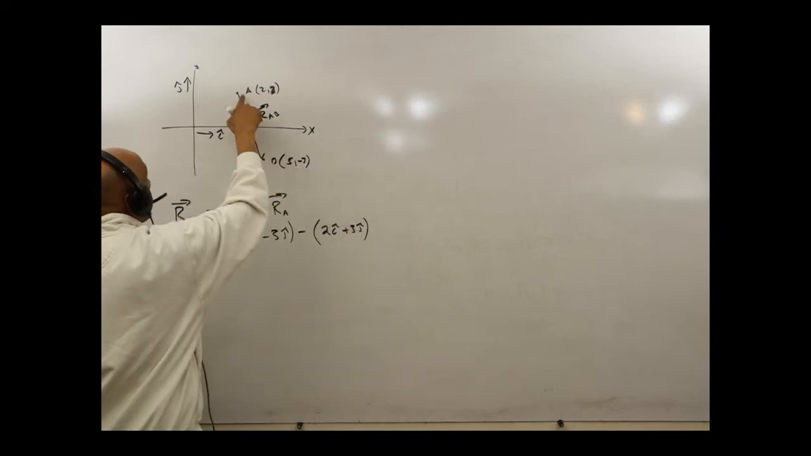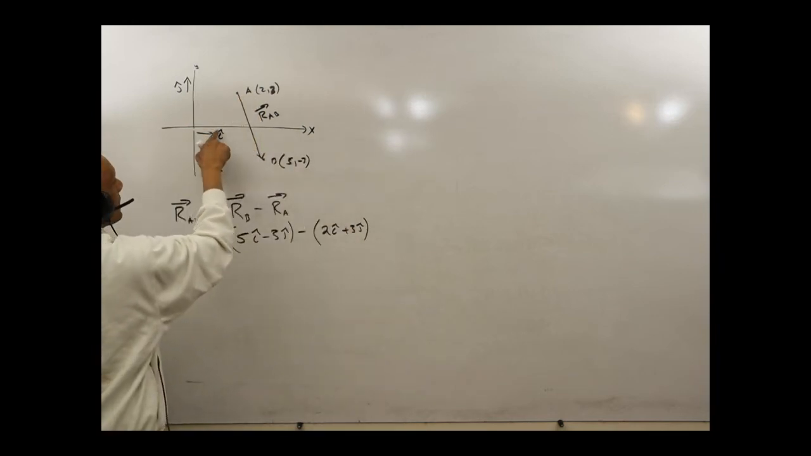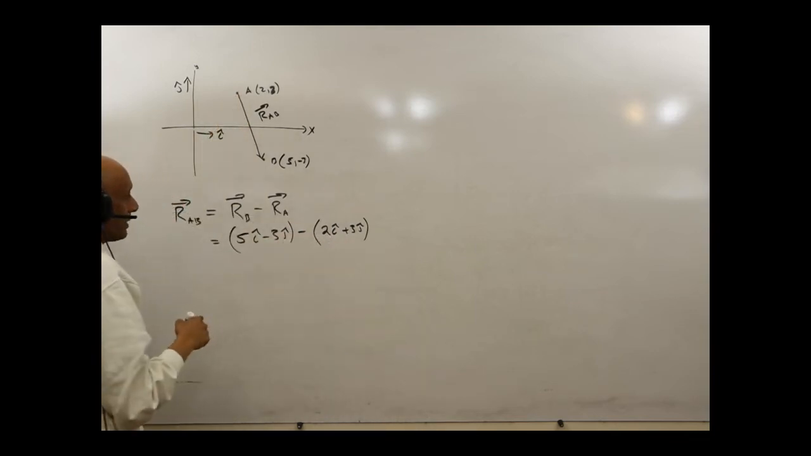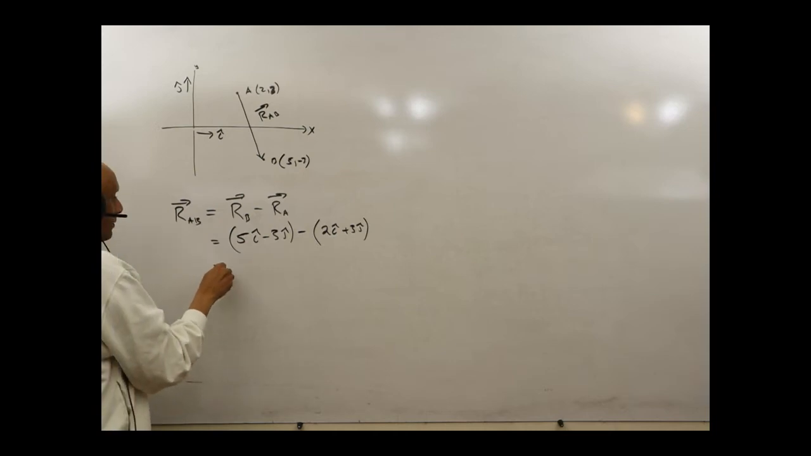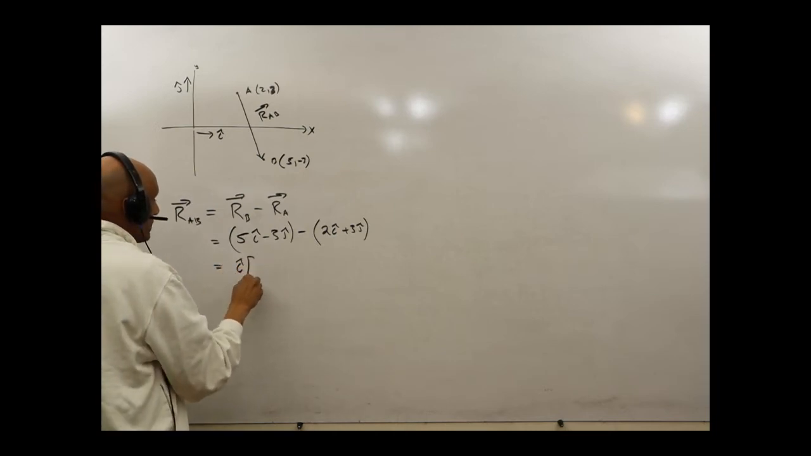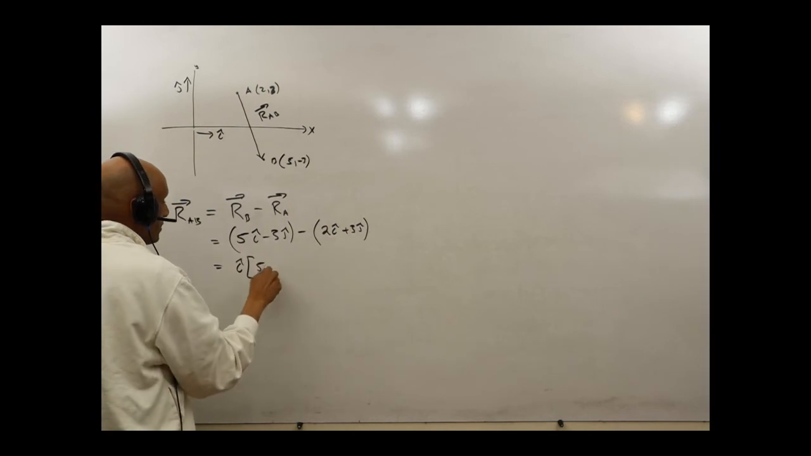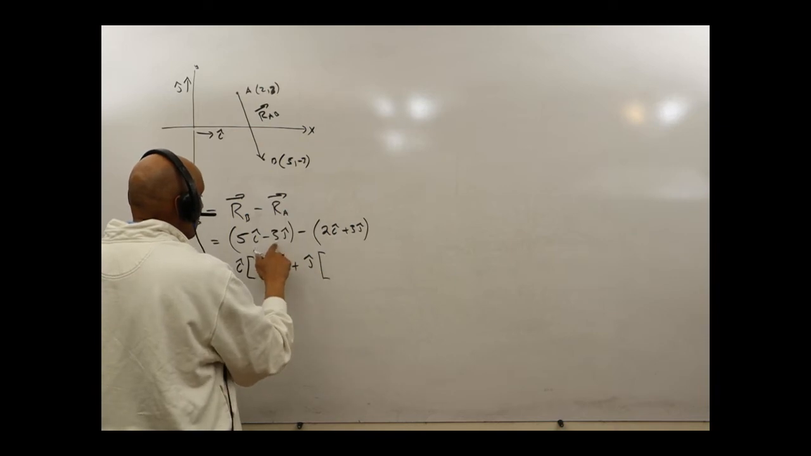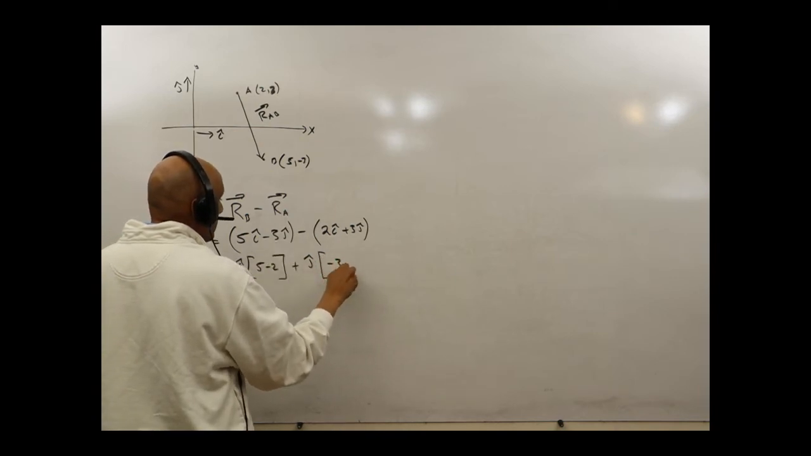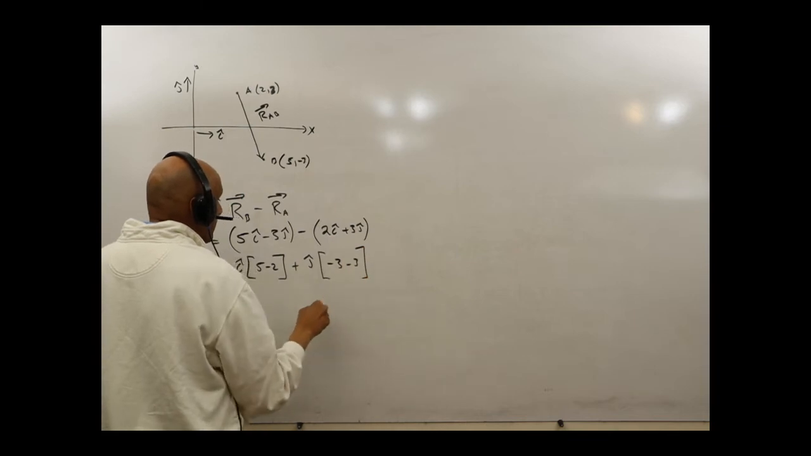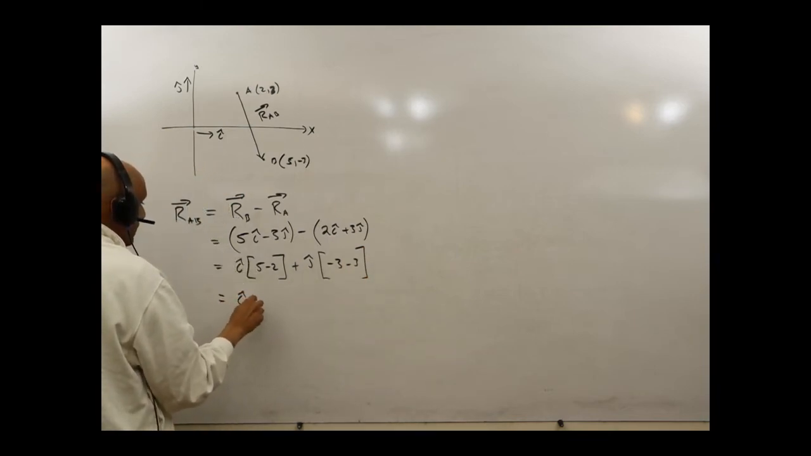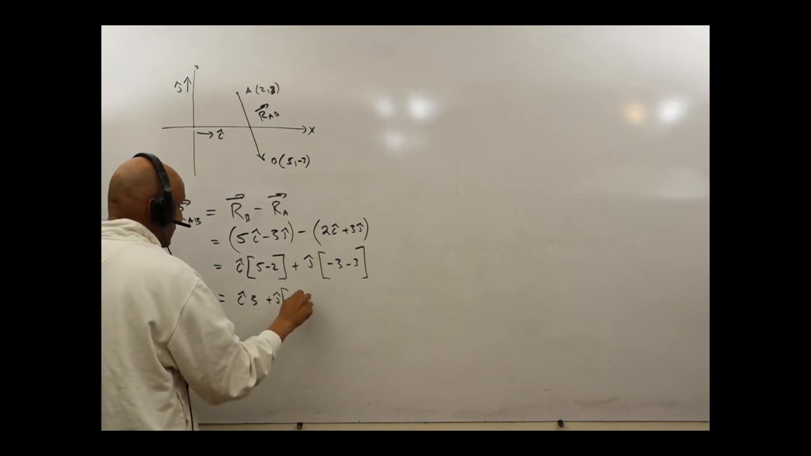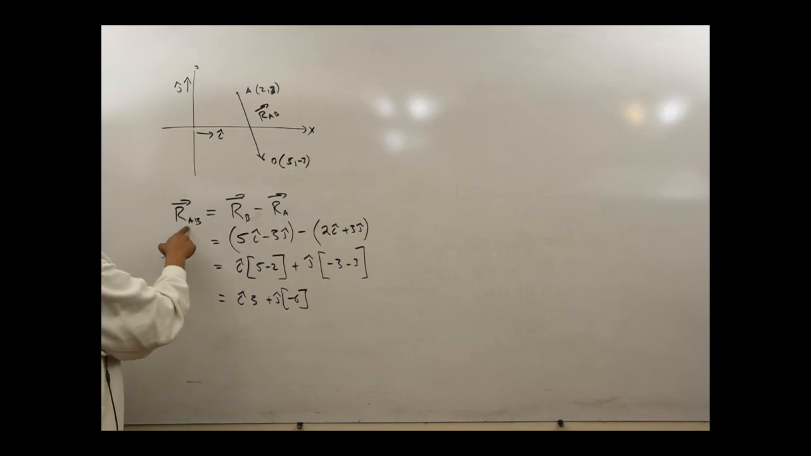So how do I get to point A? I travel 2 meters in the i direction and 3 meters up to get to this point. Or you can go 3 meters up and 2 meters across. But now we just go in the i direction. So the i component has a value of 5 minus 2, and the j component is minus 3 minus 3. In this case the i component has a value of 3, and the j component is minus 6. So this is the RAB vector.